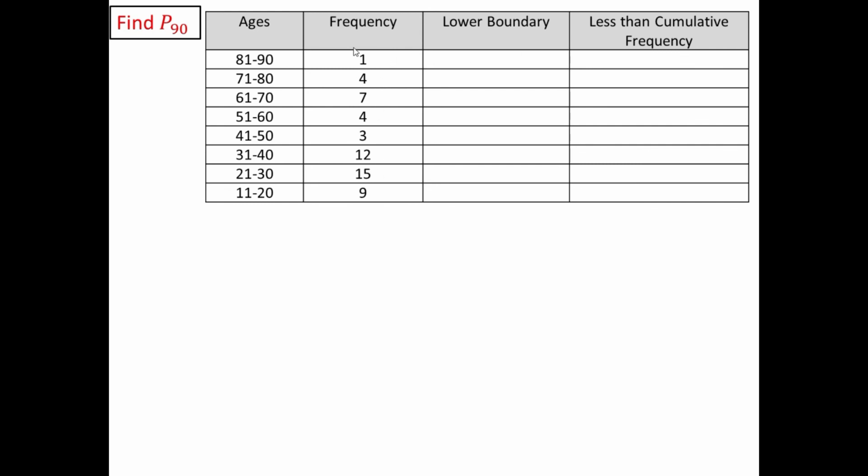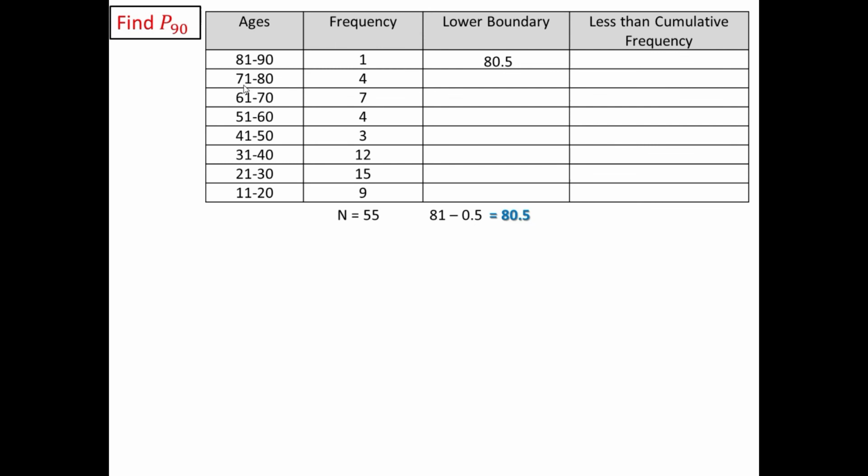Ngayon, total natin yung ating frequencies. 1 plus 4 plus 7 plus 4 plus 3 plus 12 plus 15 plus 9. Ang total niya is 55. Next, kunin natin ang lower boundary. Sa pagkuha ng lower boundary, maminusan mo lang yung mga lower limits by 0.5. So, start tayo dito kay 81. 81 minus 0.5 is 80.5. Yun yung susulat mo na number dito sa cell na to.